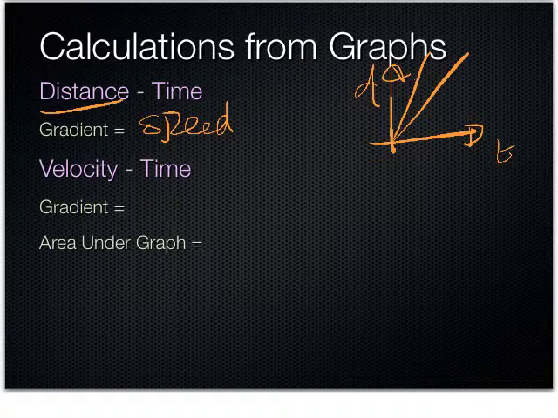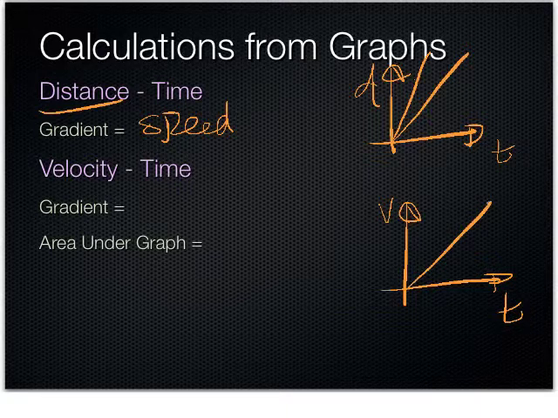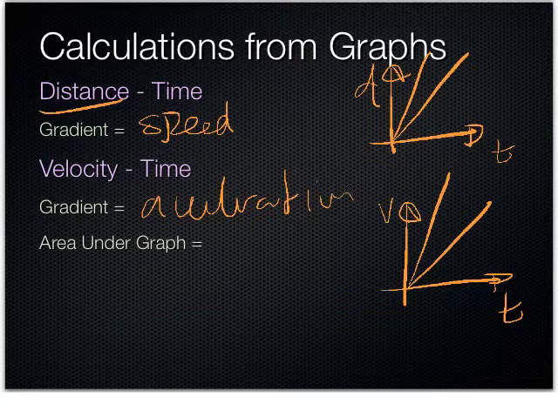Velocity time graph, a slope, that will tell us your acceleration. The greater the slope, the greater you're increasing your speed per second. Area under the graph actually tells you how far you've gone.